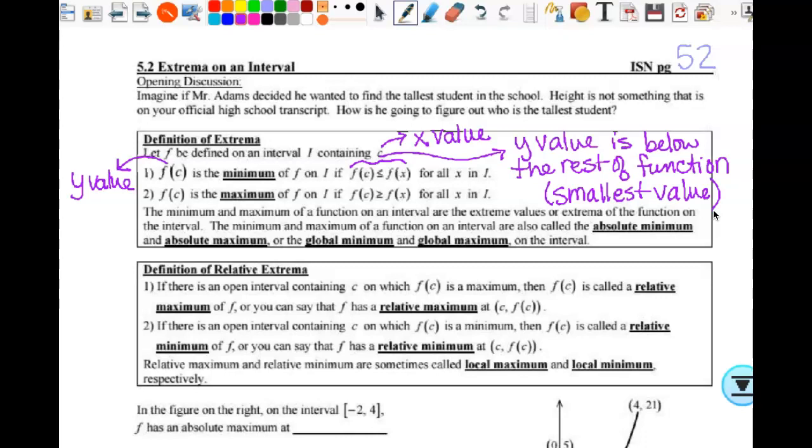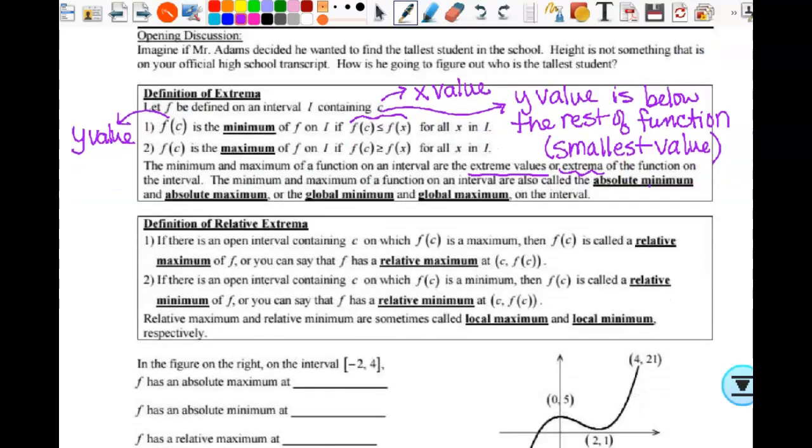Minimum, maximum, those aren't brand new concepts for you, but looking at them on intervals is just a little bit different. f of c is the maximum of f on the interval if it's greater than the function, so the biggest number over the entire interval. Okay, so the minimum and maximum of a function on an interval are the extreme values, or extrema, that's how you say it plural. They are also called absolute minimum or absolute maximum, or global. So absolute and global, exact same thing, just like relative and local are the same thing. Okay, so on to relative extrema.